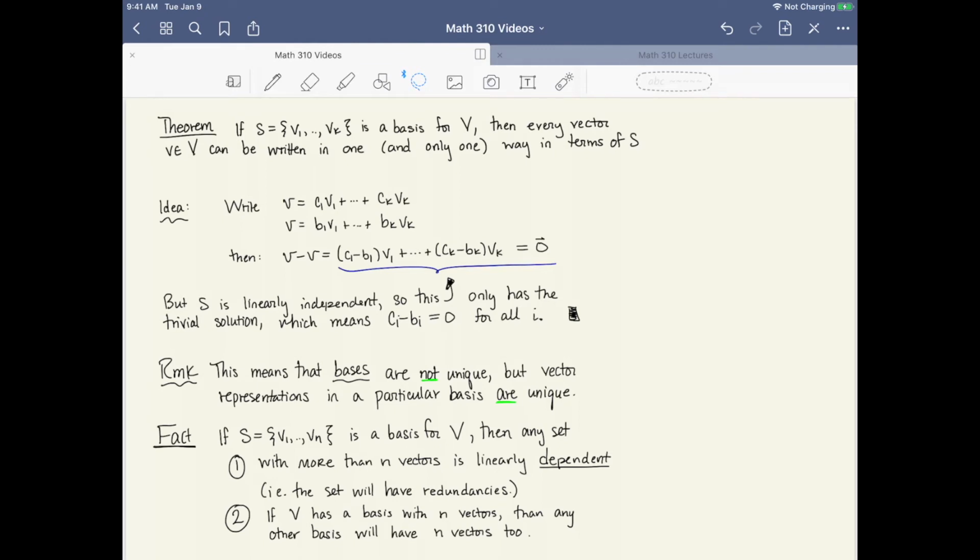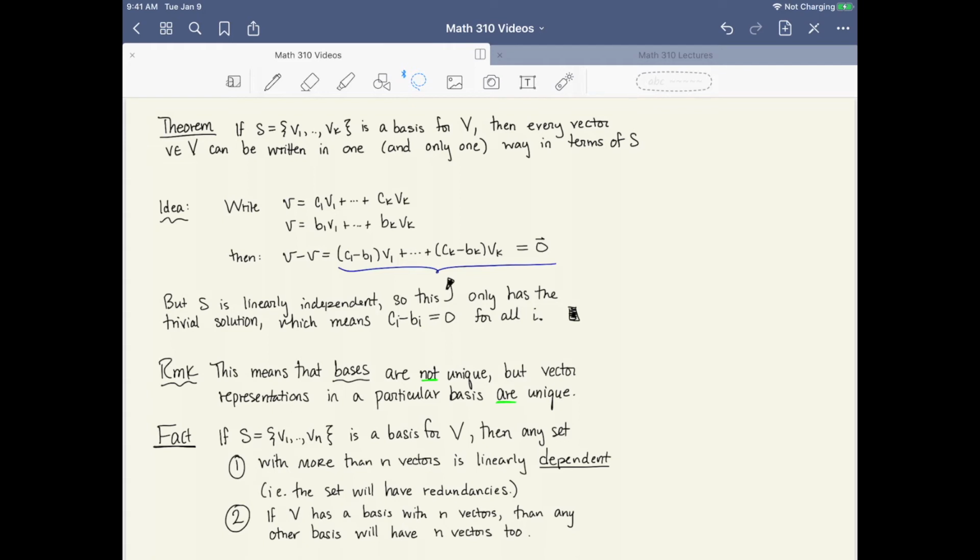There's a useful couple of facts that go along with this discussion of bases. And the first is if you have a basis, and the basis involves n vectors, if you take any other set that has more than n vectors, it's got to be linearly dependent. This set will have some baked-in redundancies. And then the second useful fact is that all bases have the same number of vectors in them. So if V has a basis with n vectors, any other basis will also have n vectors in it.